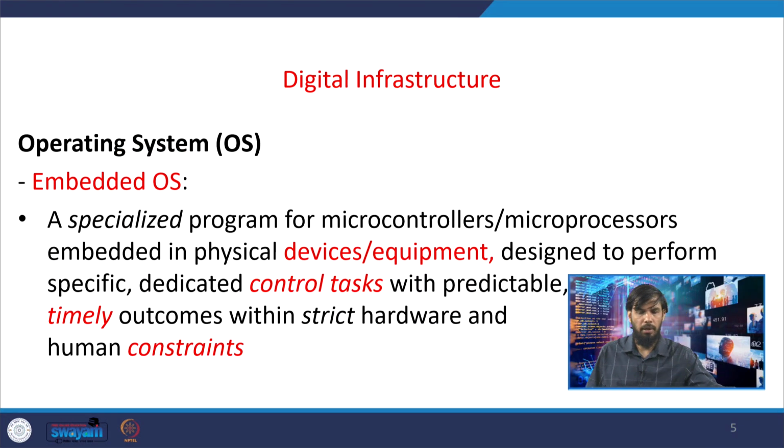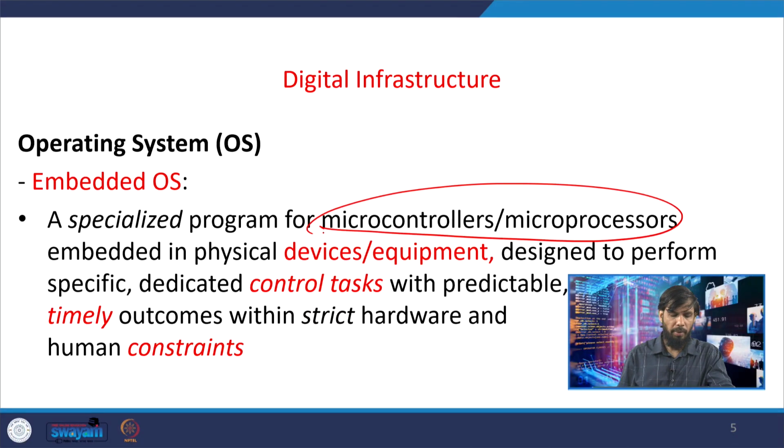Next is embedded OS. Embedded OS is slightly different and slightly more complex in comparison to what we just discussed. So what is an embedded OS? This is a specialized program for microcontrollers and microprocessors, which are embedded in physical devices or equipment. Nowadays, most of the modern appliances and equipment that we use day in and day out have a microcontroller or microprocessor embedded in them, and we use display panels which give us control to manage these appliances and equipment.